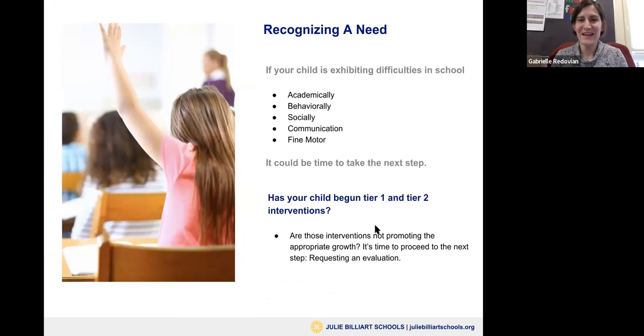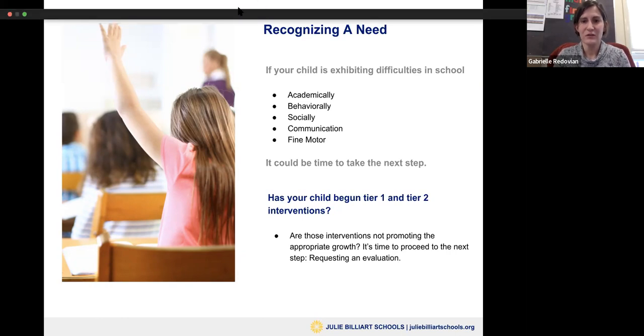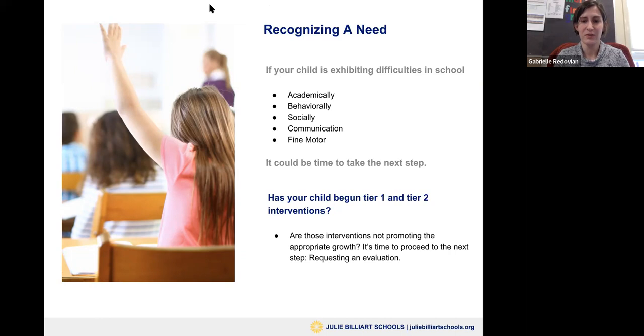All right, so recognizing a need. This could be done by a parent or the school. And there are 5 areas that a parent or the school might see as a need for the child. They might be struggling academically, whether it's in reading, writing, math, or it could be behaviorally, whether they're struggling to stay focused in a class, or they are struggling with transitions. Those are oftentimes where our younger kids struggle the most when it comes to behavior. Socially, the students, maybe they're not interacting with their peers. They're playing, they call it parallel playing, where they're playing next to a peer, but they're not interacting with them.